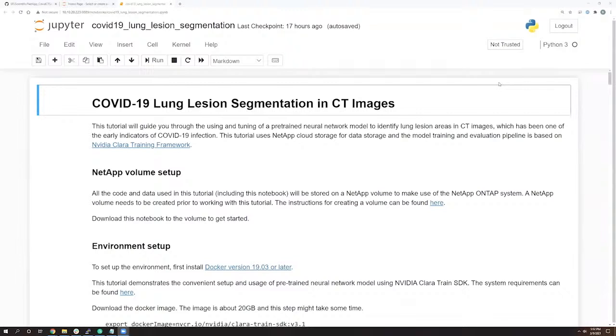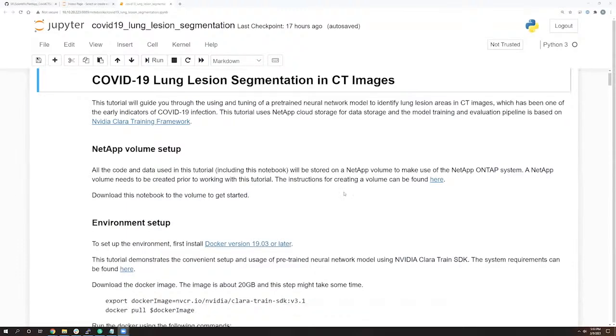I will walk you through how we implement this state-of-the-art medical AI model. And I'll also give you a brief introduction of what this model is and how well it actually performs. What we build here is a lung lesion segmentation model. And what it can do is automatically segment or identify the lung lesion areas from the CT images of COVID-19 patients. And why it's important is because the lung lesion is one of the early indicators of this disease, COVID-19.